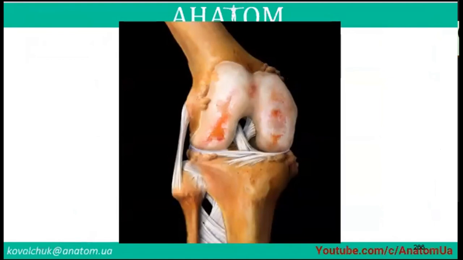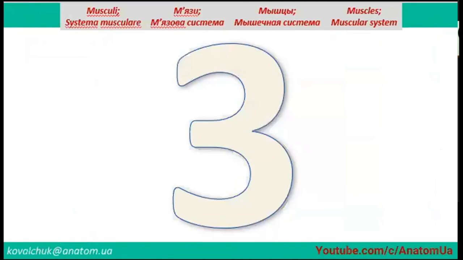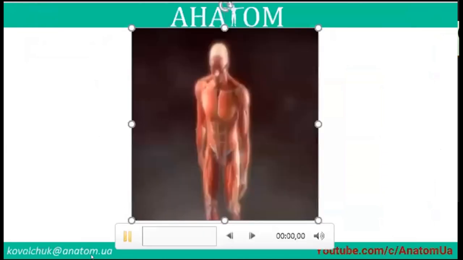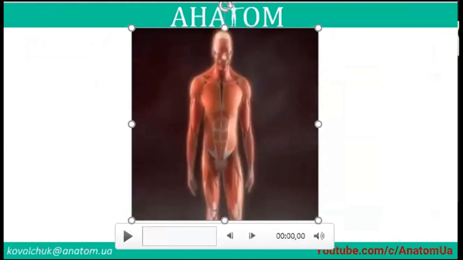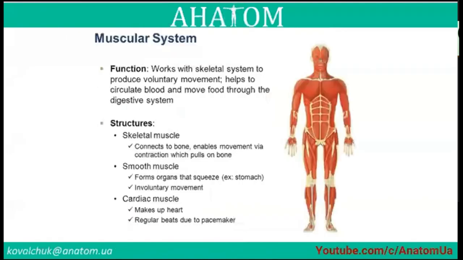Now, dear students, we will very quickly have information about muscles. Muscles are the active part of the locomotor apparatus, and locomotion is moving. The muscular system's main function is to work with the skeletal system and articular system to produce voluntary movement, help to circulate blood and move food through the digestive system. The types are skeletal muscle, smooth muscle and cardiac muscle.